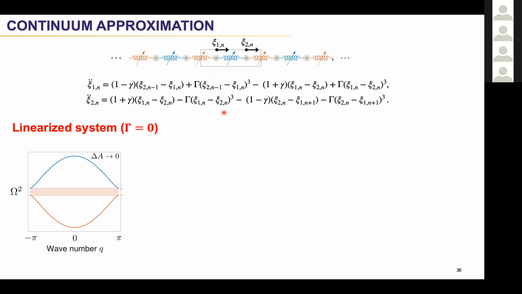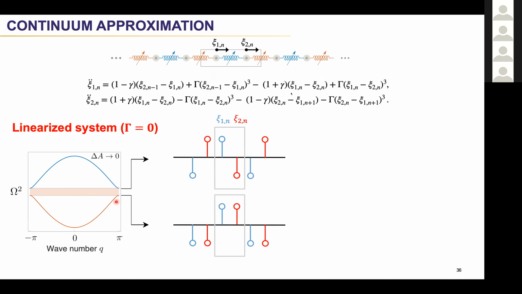So we have this chain, and then we can simply write the equations of motion. And this is the linearized system. What happens when gamma is 0? So we know that there's a band gap here. And we also know how these solutions look like. These are in phase, these are out of phase.